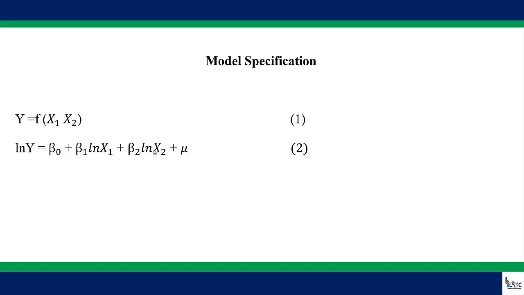Another advantage of this type of model is that it makes it very easy to interpret the results, because you can easily say that a 1% increase in the independent variable will lead to so much percent increase in the dependent variable. Beta naught here is the intercept, which we can also refer to as the constant, while beta 1 and beta 2 are the parameters. This beta 1 denotes the magnitude or the coefficient of X1, while beta 2 is the magnitude or coefficient or parameter of X2.